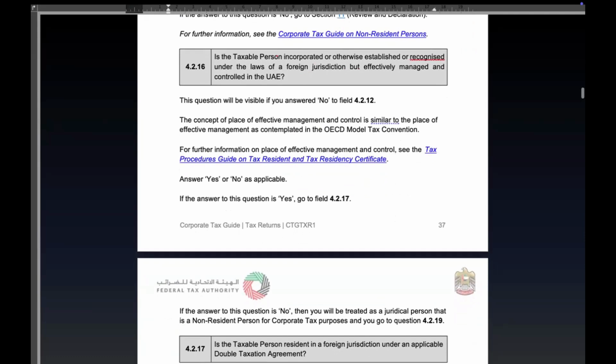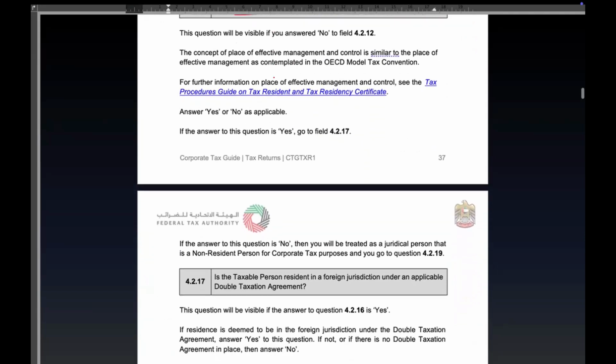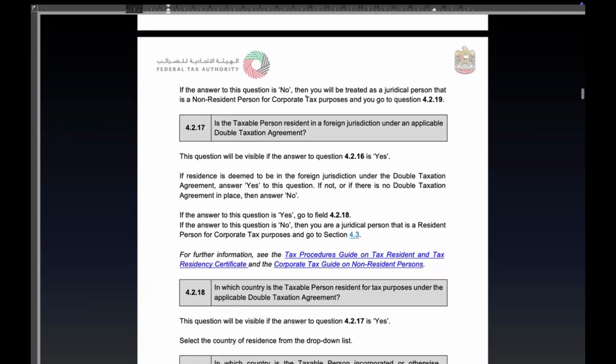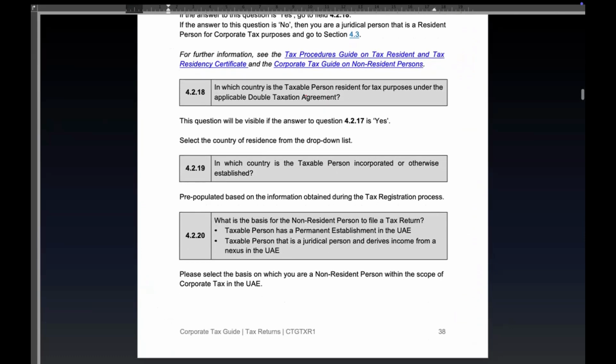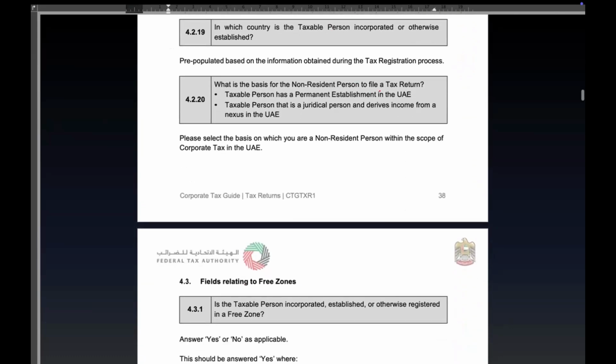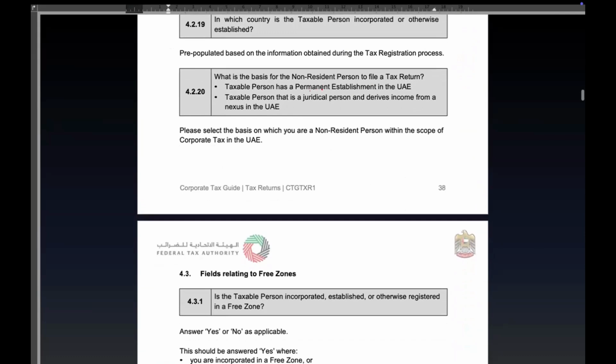Foreign jurisdiction, effectively control and manage. Here foreign tax credit will come. We need to look into the tax treaty as well. So they mention here double tax agreement. Non-resident person, PE of the non-resident person, only UAE income will be subject to tax.